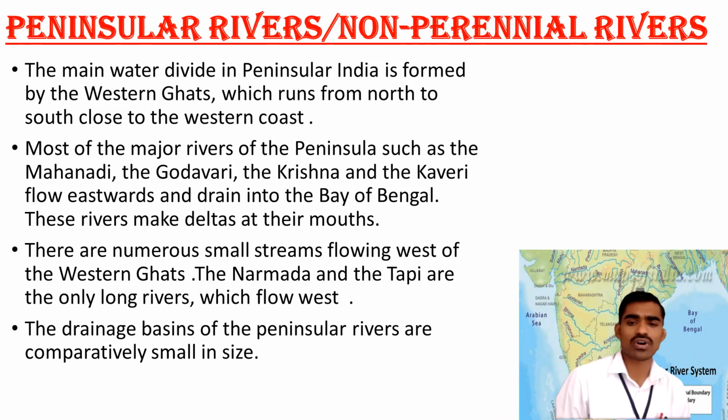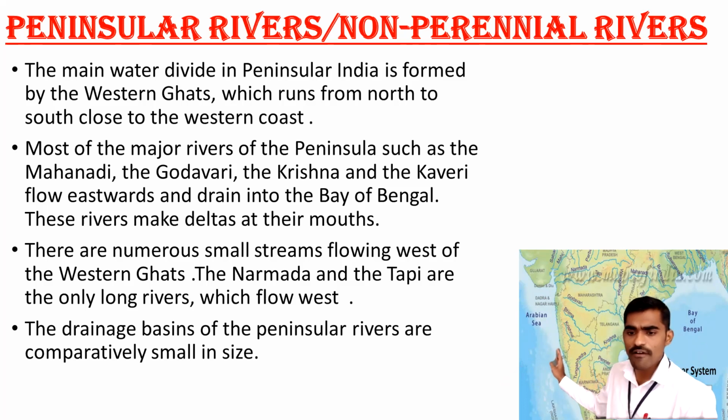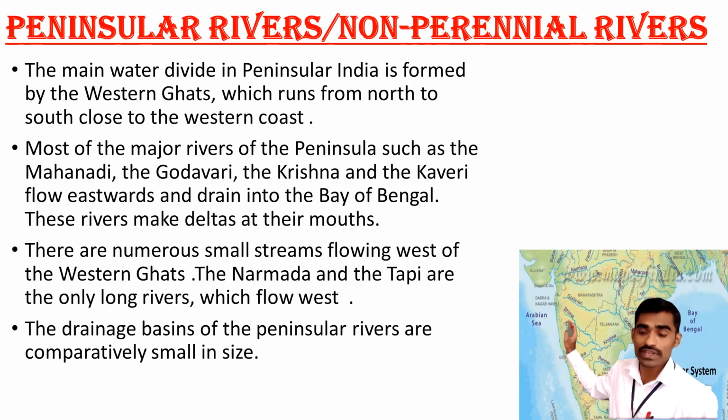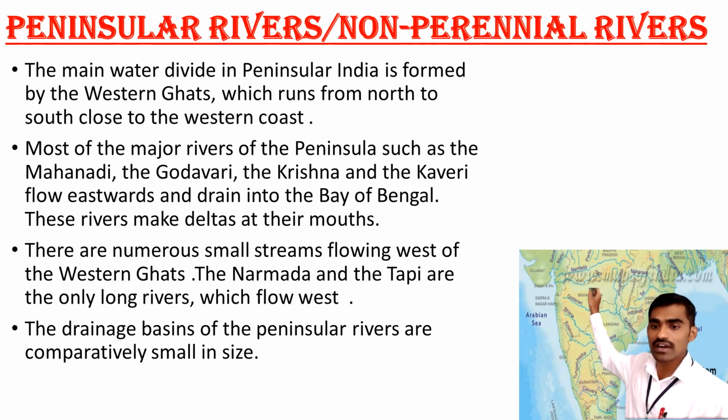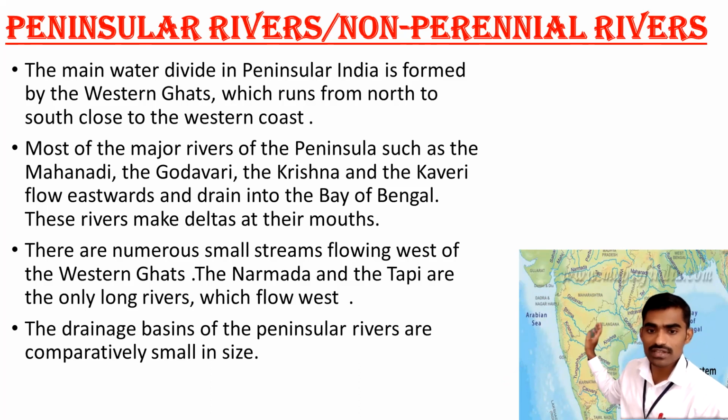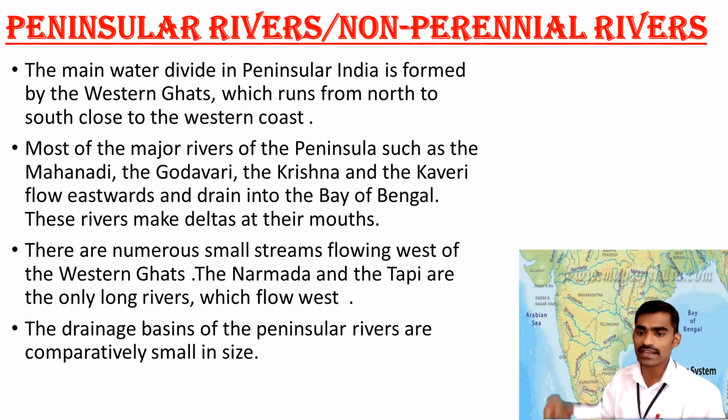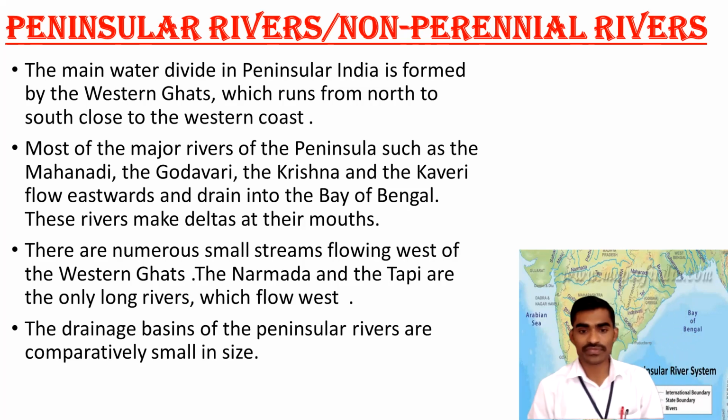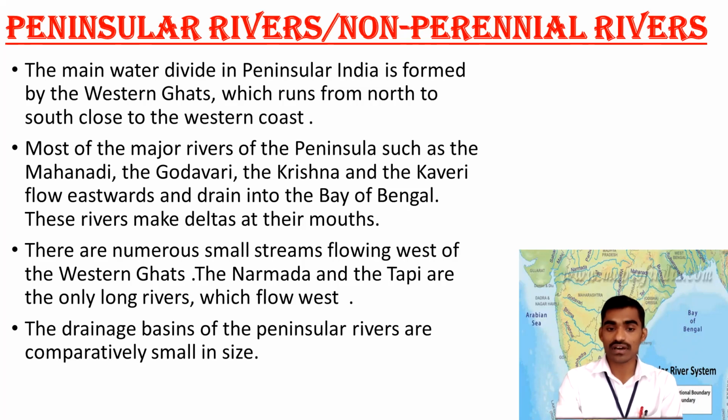There are also some numerous small streams which flow towards the west side from the Western Ghats and meet the Arabian Sea. The two very big west flowing rivers are the Narmada and Tapi. Narmada and Tapi are the only big west flowing rivers. The other west flowing rivers are little smaller streams, or you may say small rivers, which originate in the Western Ghats and move towards the west side and meet the Arabian Sea. The drainage basins of peninsular rivers are comparatively small in size as compared to the Himalayan rivers.